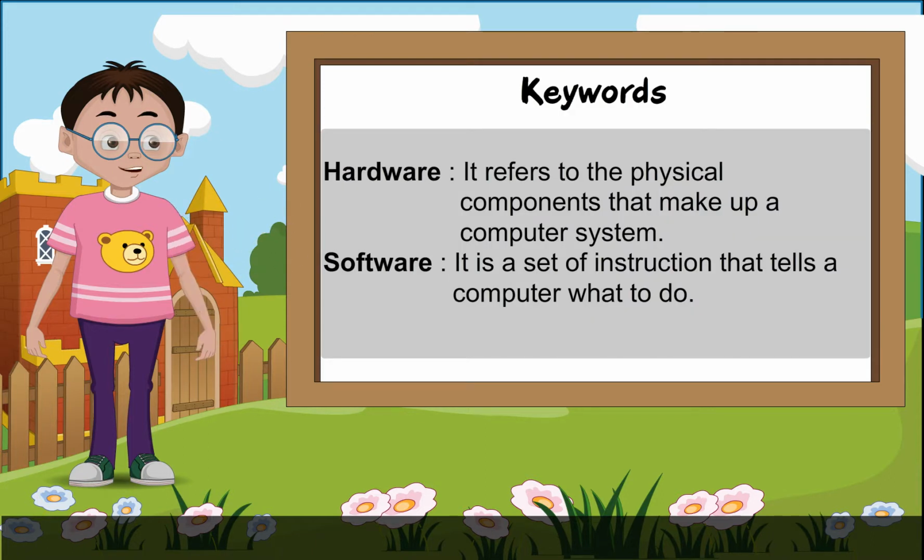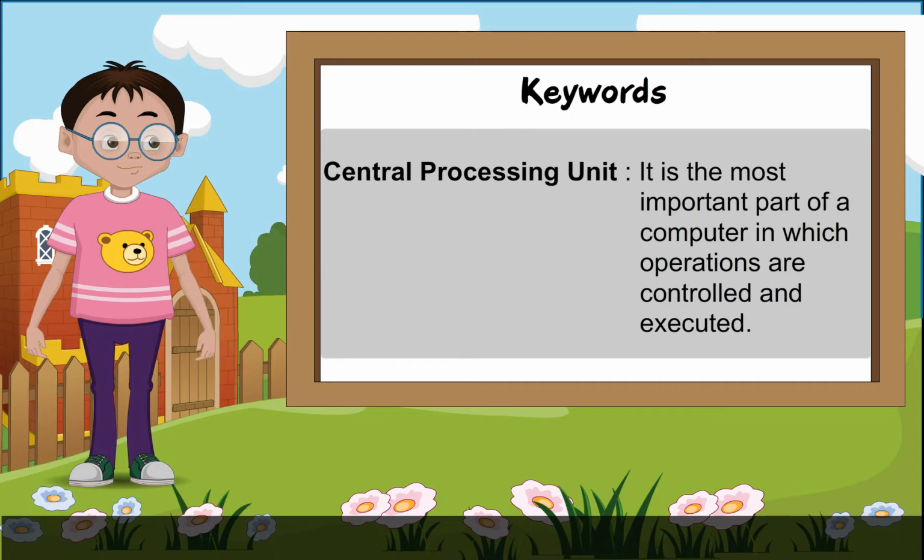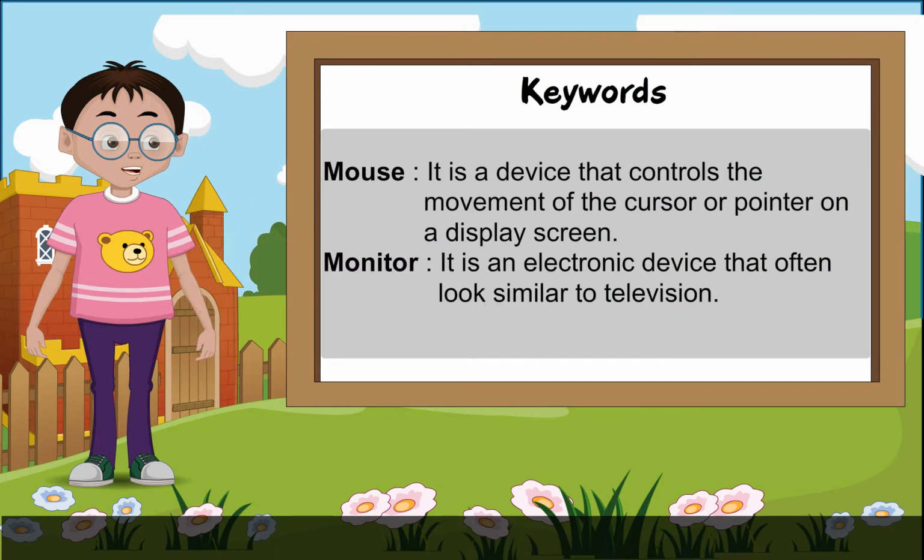Keywords. Hardware. It refers to the physical components that make up a computer system. Software. It is a set of instructions that tells the computer what to do. Central Processing Unit. It is the most important part of a computer in which operations are controlled and executed. Mouse. It is a device that controls the movement of the cursor or pointer on a display screen.